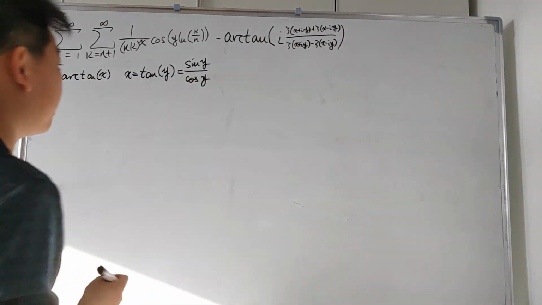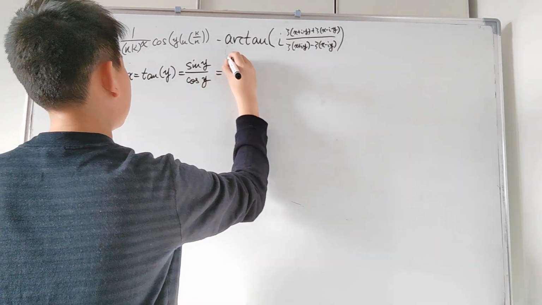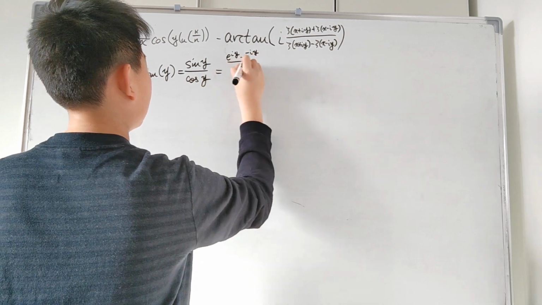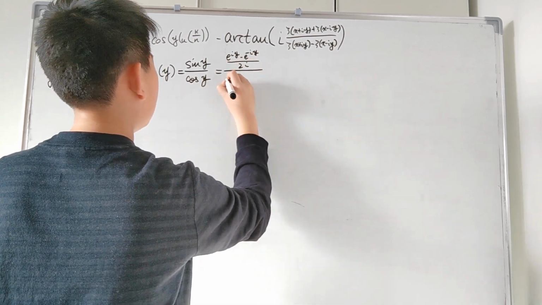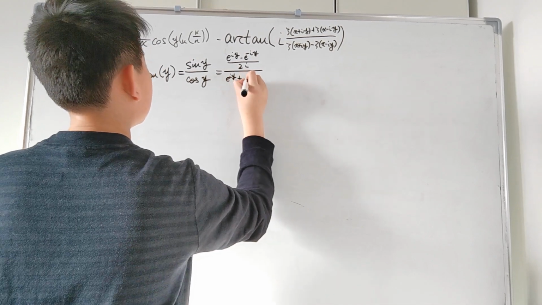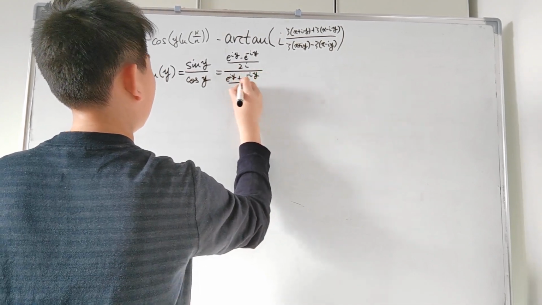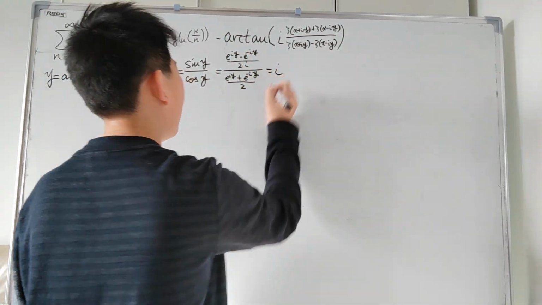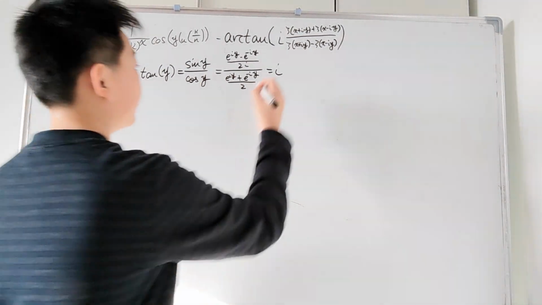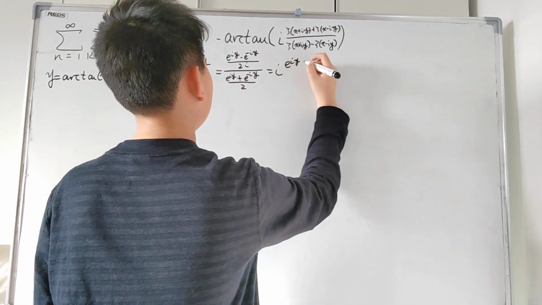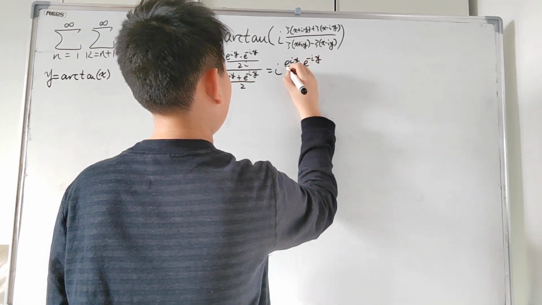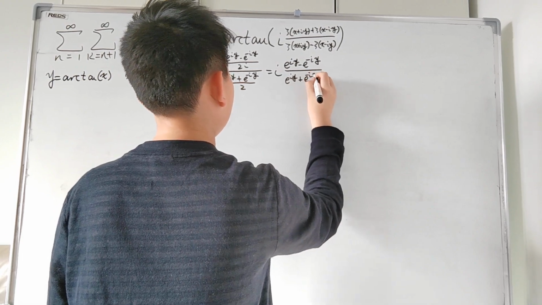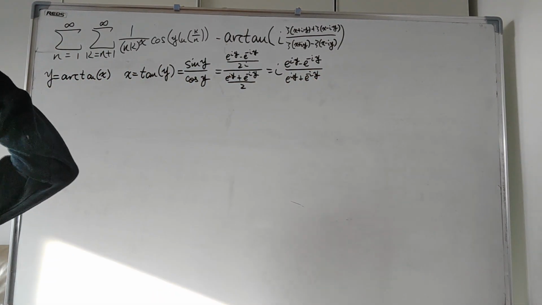And we can use that expression we found earlier. This would be e to the iy minus e to the negative iy, over 2i, over e to the iy plus e to the negative iy over just 2. Okay, and then the 1/2s cancel out, and we have an i out here at the front. And then over here, what we have is e to the iy minus e to the negative iy over e to the iy plus e to the negative iy. And here is our main expression.